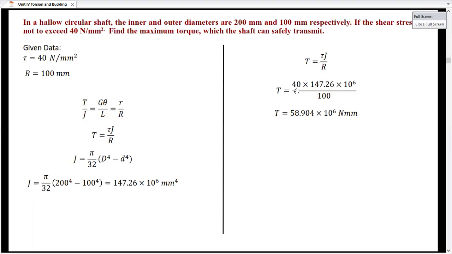Tau we have 40 Newton per mm square. J we have 147.26 into 10 raised to 6, upon radius we have 100. We are taking the maximum radius, that of the outer diameter. Diameter is 200, so radius is 100. So you get the value of torque, 58.90 into 10 raised to 6 Newton mm. So in this way we can determine the torque. If we have the value of shear stress, we can easily calculate torque. The basic equation is the same: T by J is equal to G theta upon L is equal to tau by R.